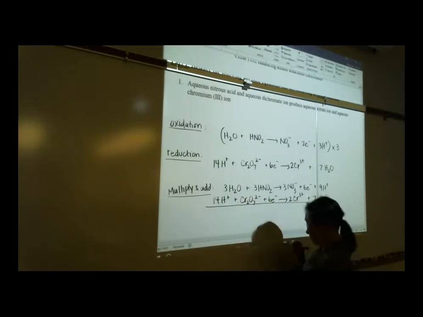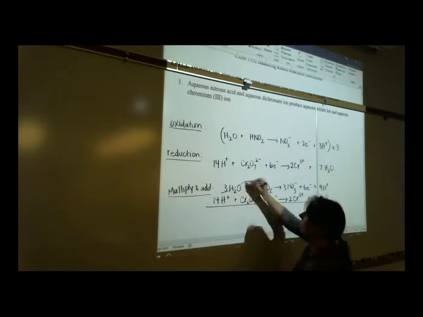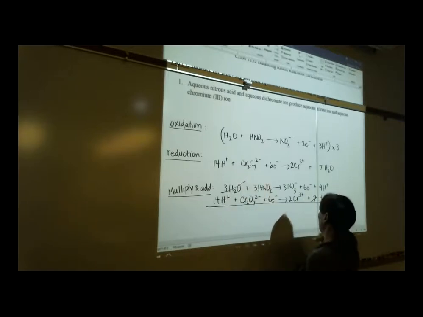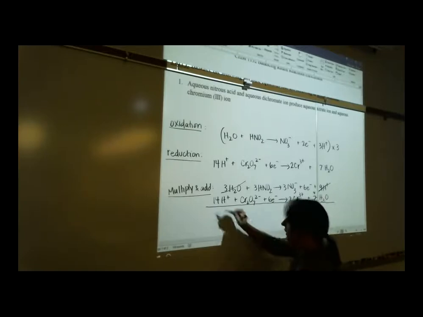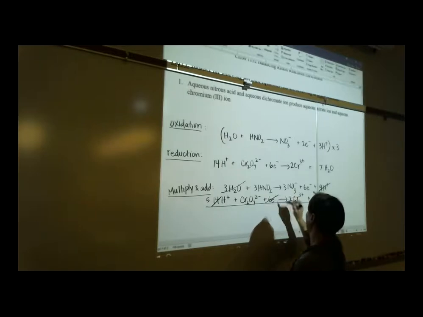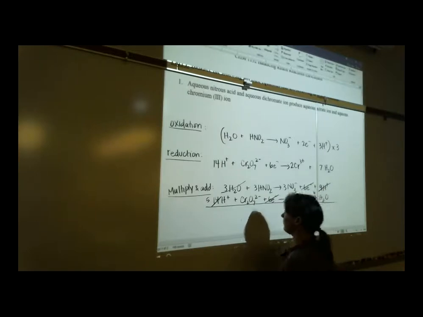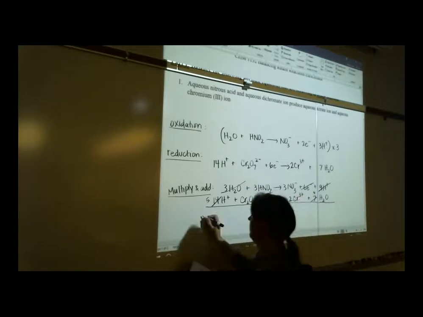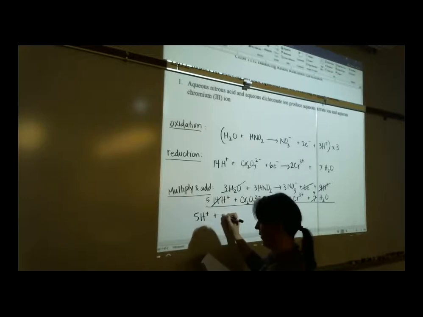All right, and we can do some simplification. 3 waters here, 7 waters here, so I just subtract those out. Right, so that becomes 4. We've got 9H+ here and 14H+ here, so that becomes 5. Obviously, our electrons cancel.